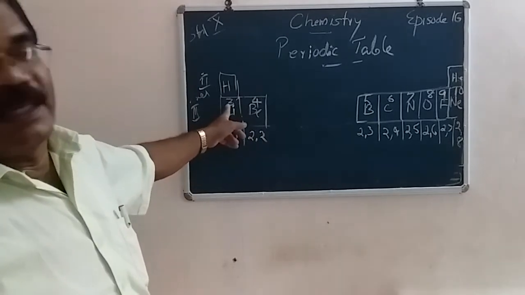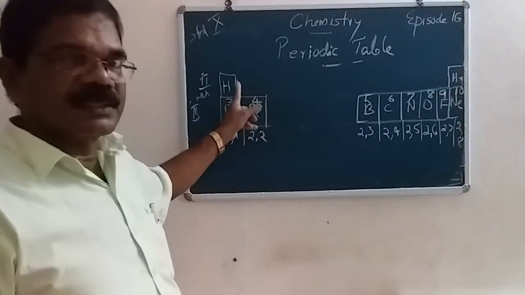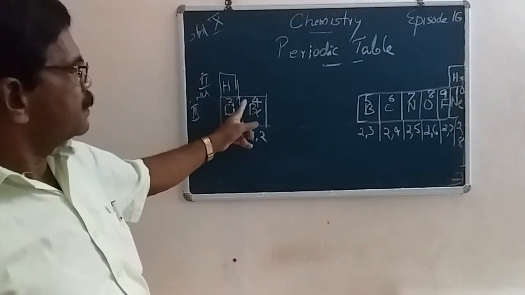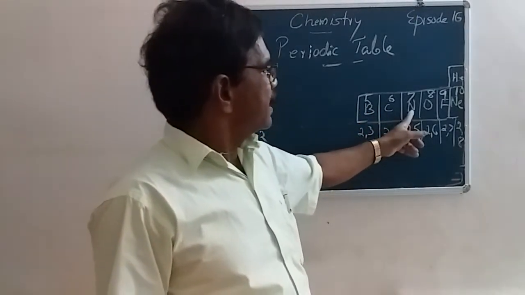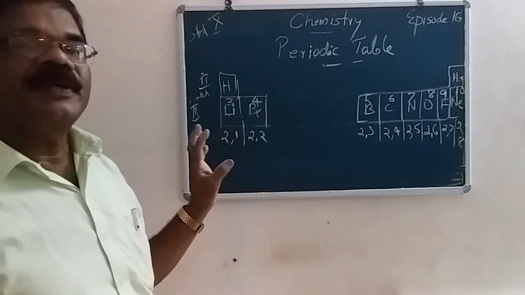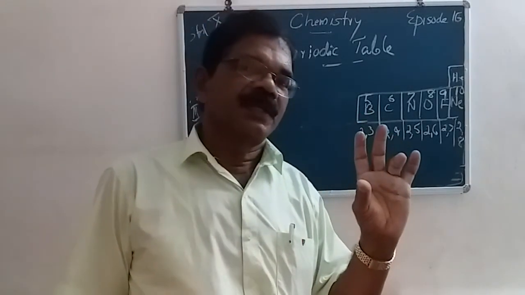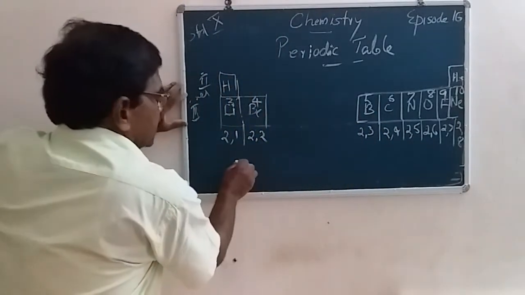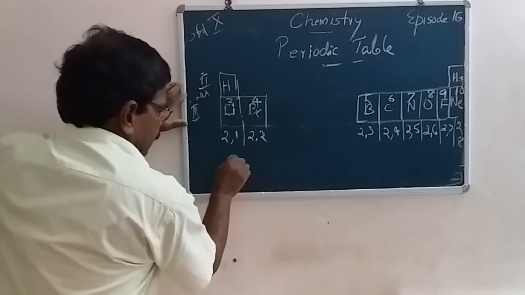Atomic number increases 1 by 1: 3, 4, 5, 6, 7, 8. Atomic number increases means the number of protons increases. Lithium has 3 protons, beryllium 4 protons in the nucleus, boron 5, carbon 6, nitrogen 7, oxygen 8, fluorine 9, neon 10. We have already learned that atomic number is equal to the number of protons, and so it is equal to the nuclear charge. In the case of lithium, there are 3 positive charges in the nucleus.